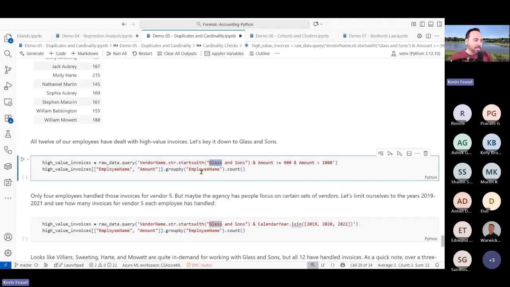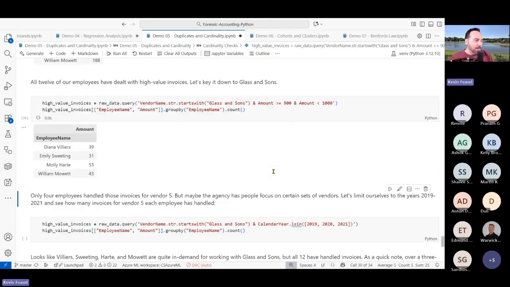Let's just look at Glass and Sons. So we can use vendor name starts with, and that's sort of like the like operator in T-SQL, and say starts with Glass and Sons. Amount is greater than or equal to 900, less than 1,000, and we'll group this. And we have exactly 4 people. Now, but at the same time, maybe these are the 4 people who always work on Glass and Sons, and nobody else works on them.